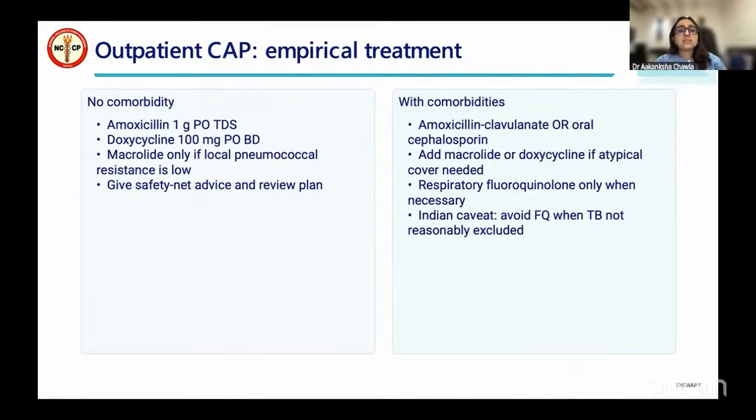Now, the treatment for outpatient CAP is as per the IDSA and ATS. Patients with no comorbidity can be treated with amoxicillin, doxycycline, or a macrolide only if local pneumococcal resistance is low. With comorbidities, a BLBLI, coamoxiclav, or a cephalosporin, along with a macrolide or doxycycline for atypical cover. Like I said, respiratory fluoroquinolones you want to not use for your patients for atypical cover because of the possibility of tuberculosis in our country.